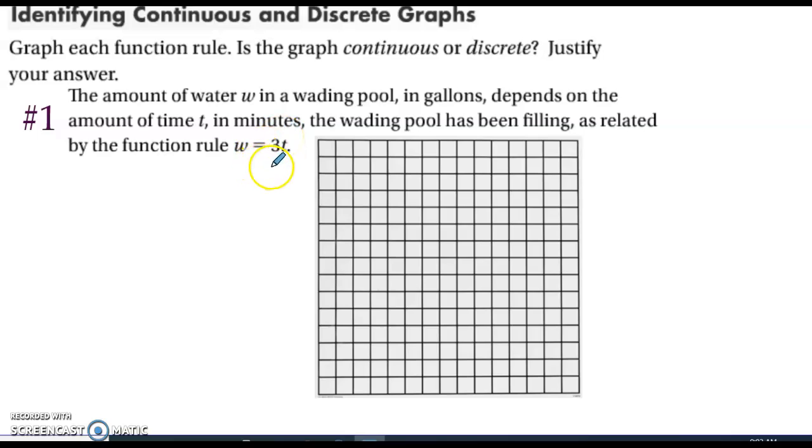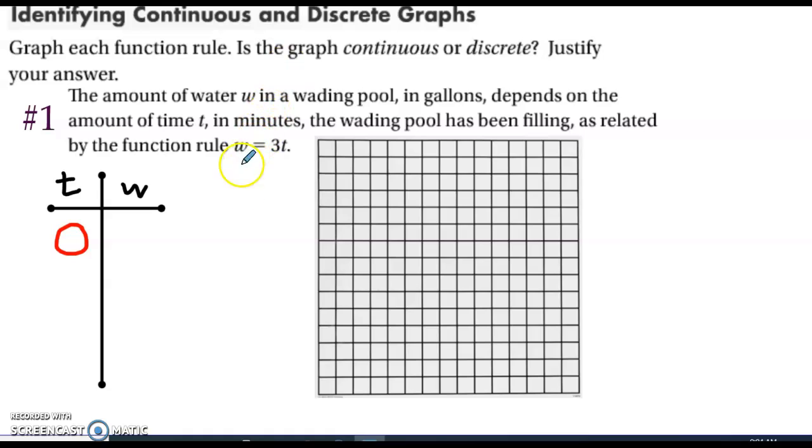So the amount of water W in a wading pool in gallons depends on the amount of time, T, in minutes the wading pool has been filling, as related by the function rule W equals 3T. So we are doing, based on the time, right, how much water will you have, right? So again, first number, time is going to have to be, the least I could have is no time, right? And the most I could have, well, there's no end here, right? I could keep going forever and ever.